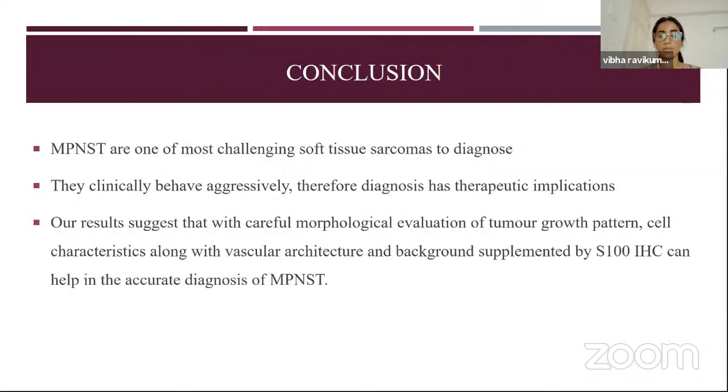Conclusion: MPNST are one of the most challenging soft tissue sarcomas to diagnose. They clinically behave aggressively, therefore diagnosis has therapeutic implications. Our results suggest that careful morphological evaluation of tumor growth pattern, cell characteristics, along with vascular architecture and background, supplemented by S100 immunohistochemistry, can help in the accurate diagnosis of MPNST. These are my references.